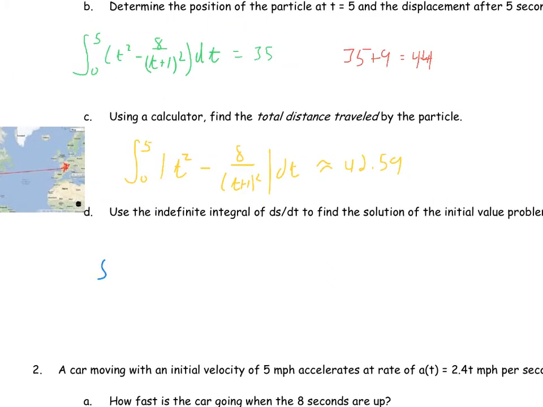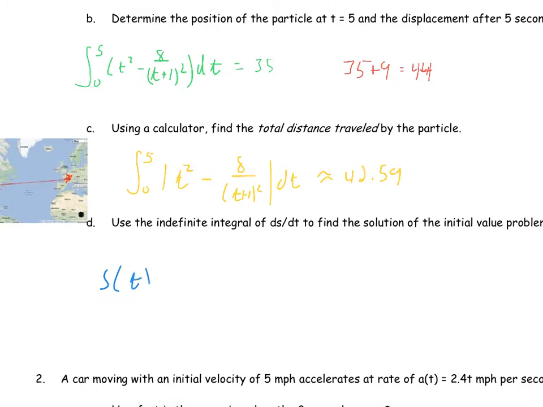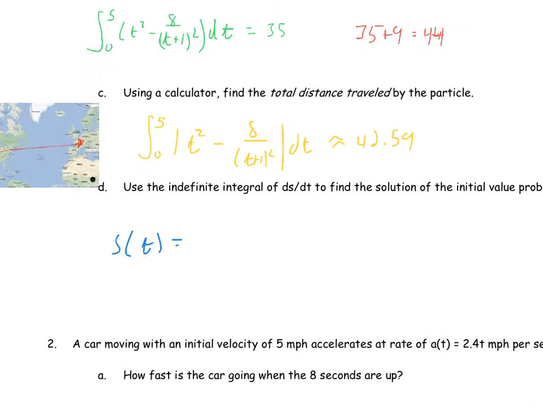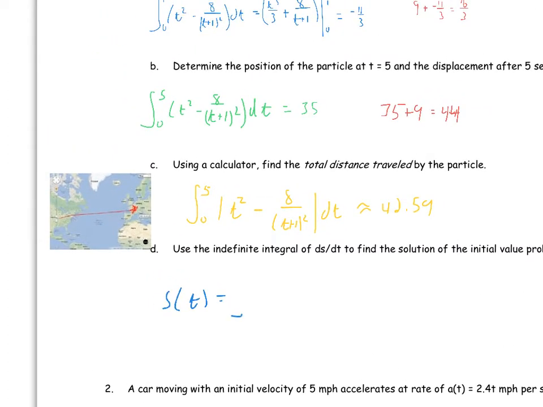But in any case, we do the integral. So our function s of t, which is the position function, is equal to the integral of t squared minus 8 over t plus 1 squared.